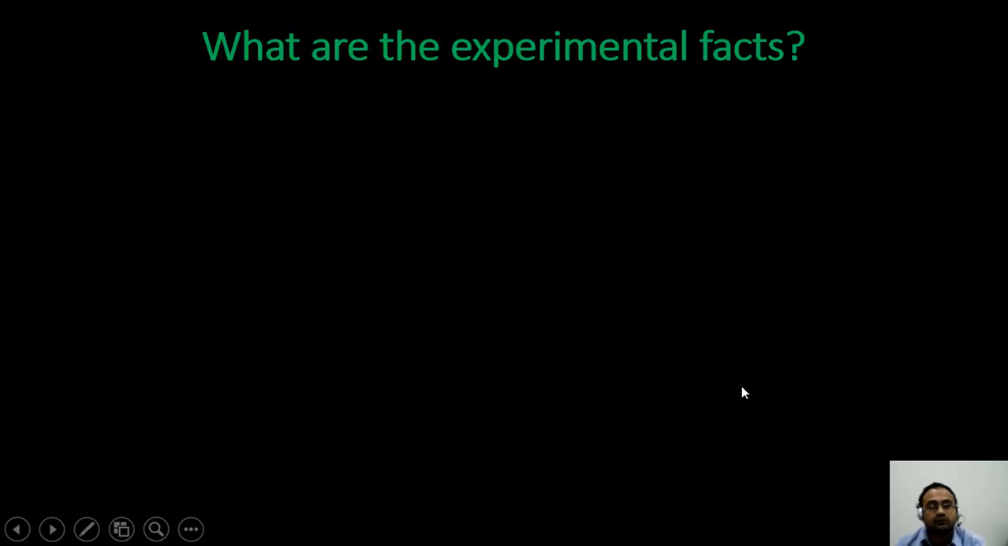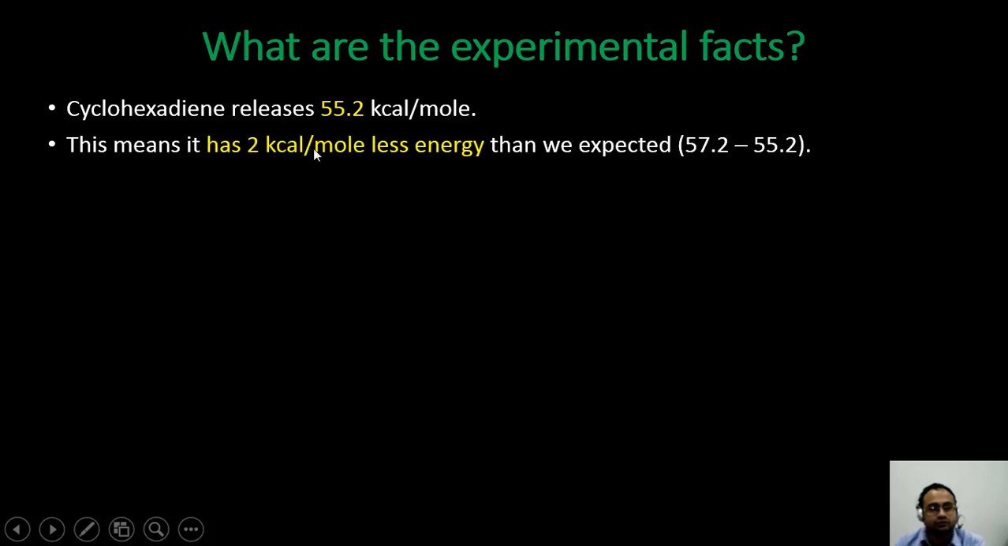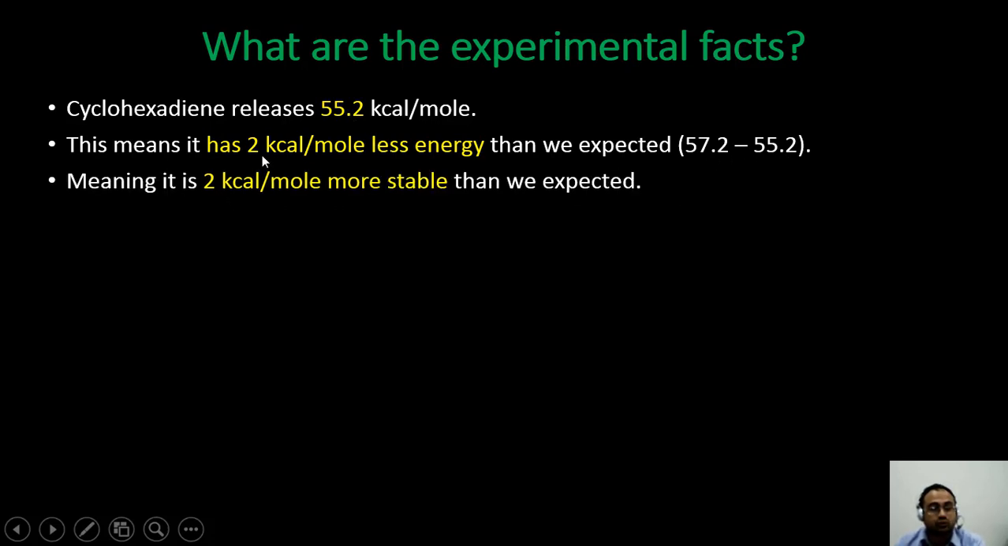So what are the experimental facts about these heats of hydrogenation? Cyclohexadiene releases a heat of hydrogenation of 55.2. That means it has 2 kilocalories per mole less energy than we would expect. We were expecting 57.2, but we actually are getting 55.2. It is 2 kilocalories more stable than we were expecting.